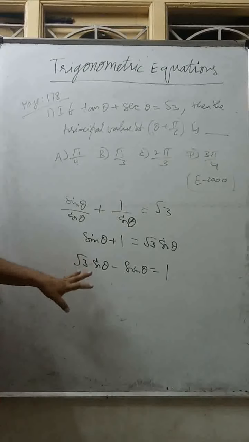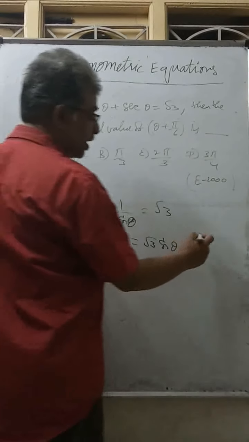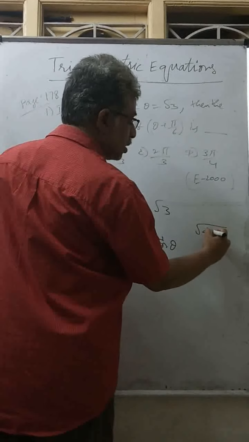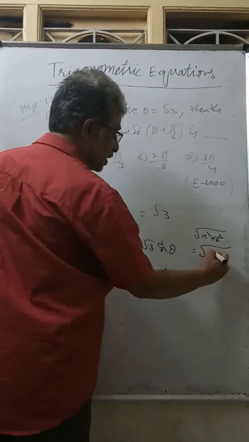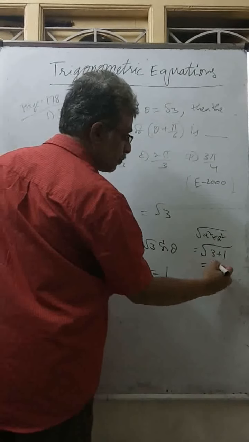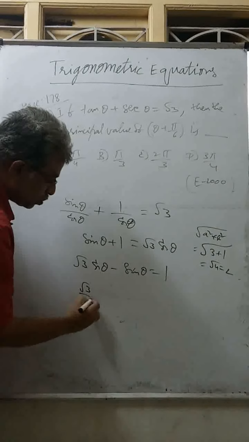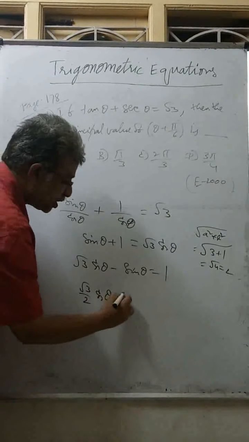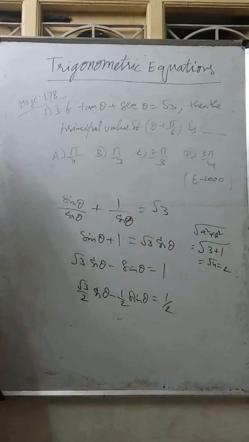Now what I told you, this is like the a sin theta plus b cos theta equal to C form. It means I told you to divide by root of a square plus b square. Root of a square plus b square means root of (√3) square, 3, plus (-1) square, 1, root of 4, means 2. Divide by 2 on both sides. So it becomes √3 by 2 cos theta minus 1 by 2 sin theta equal to 1 by 2.